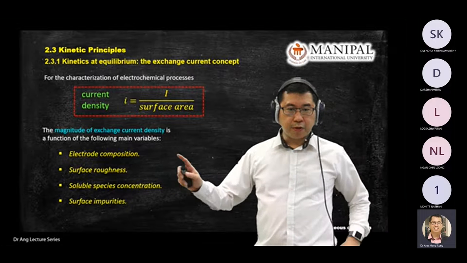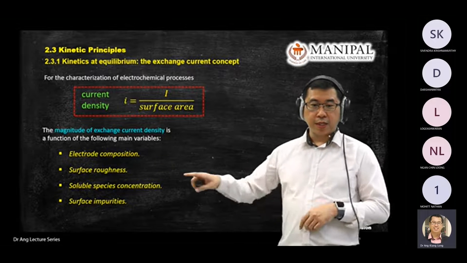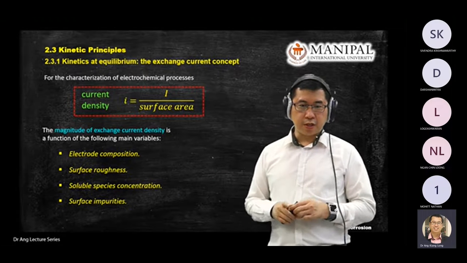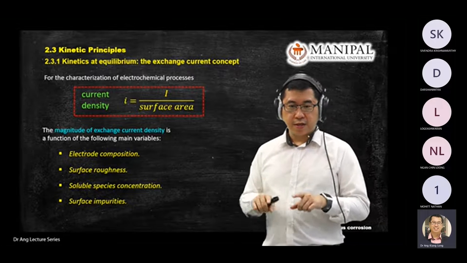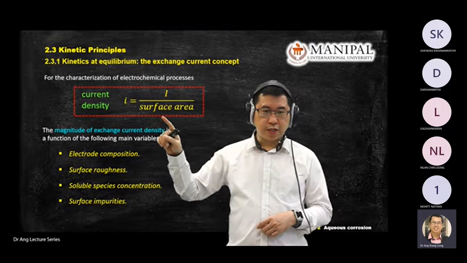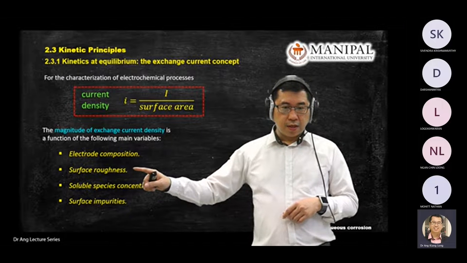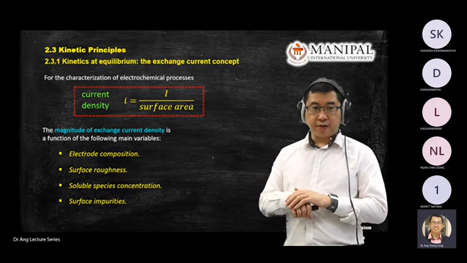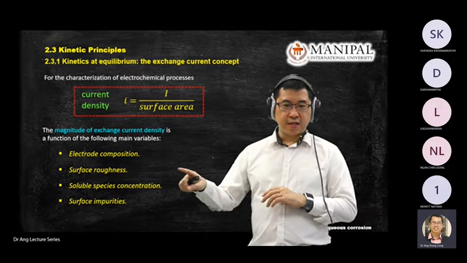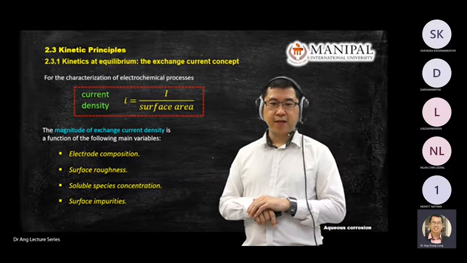You have a different positive and negative electrode, meaning if you mix two different metals, then it will change. Electrode composition means you have a different galvanic potential. Then surface roughness. Surface roughness will trigger how active it is. The rougher the surface, the more surface area exposed to the process. The smoother the surface, the less contact surface.